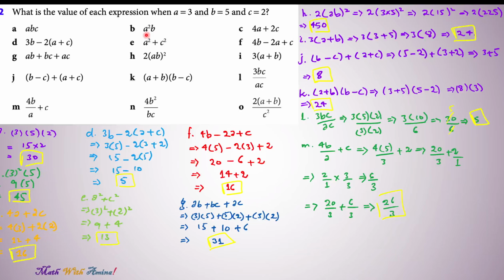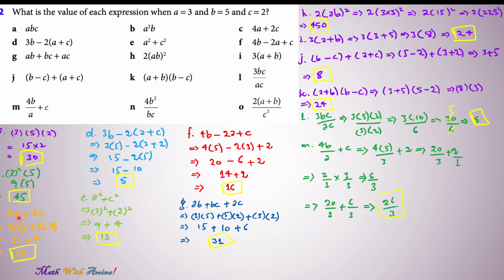Next is a square b. First we replace the variables with their values. a square would be 3 square, and b will be replaced by 5. So 3 square, as per the order of operations, we solve the powers first. 3 square is equal to 9. 9 multiplied by 5 is equal to 45.